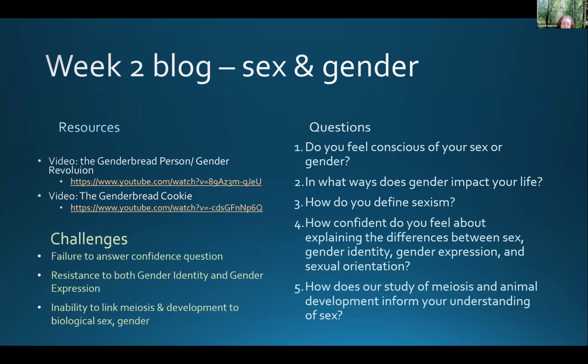And then the last question is the connection piece. It's, how does what we're studying right now about cell division and animal development impact your understanding of sex? Because that's what we're covering in class. And so how do these two things interact?